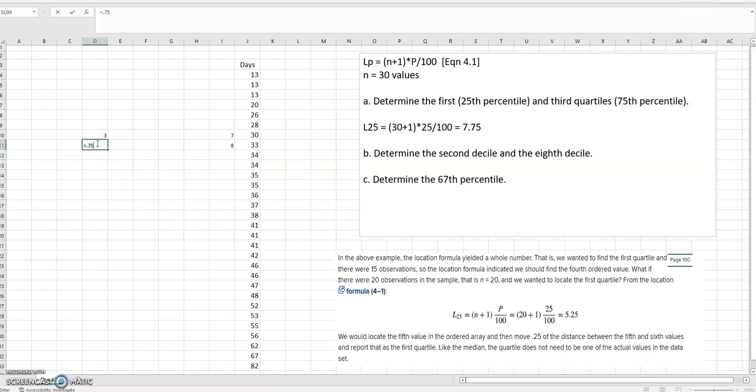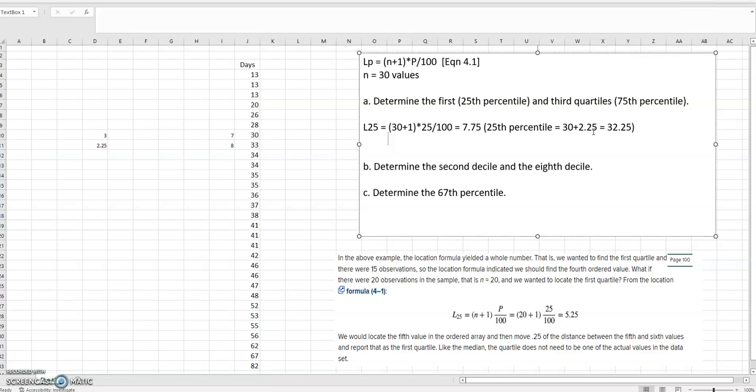If I take 0.75 times 3, I'm going to add 2.25 to the 7th value. So the 25th percentile is going to be 30 plus 2.25, which is equal to 32.25. That gives us the 25th percentile. I think you can go ahead and do the 75th percentile. The only thing that changes is the notation: L75, the location of the 75th percentile, is still going to be (30 plus 1) times 75 over 100, and then you can compute that.